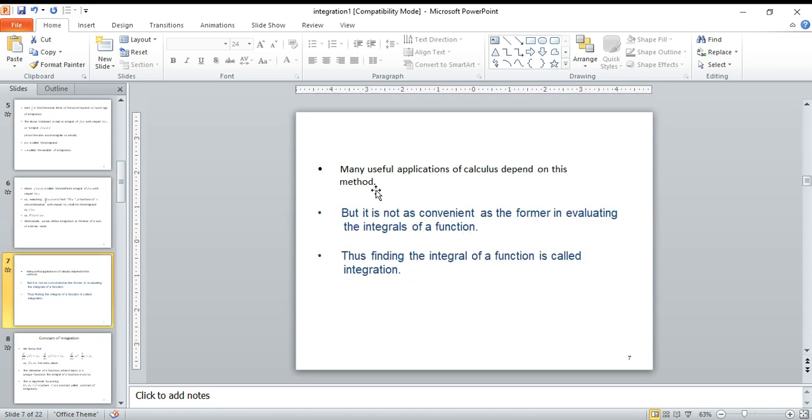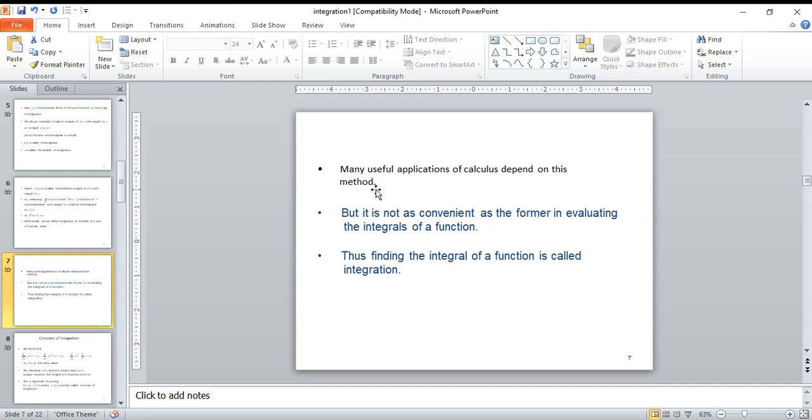Many useful applications of calculus depend on this method. This method is very useful in calculation problems. But it is not as convenient as the former in evaluating the integral of a function.